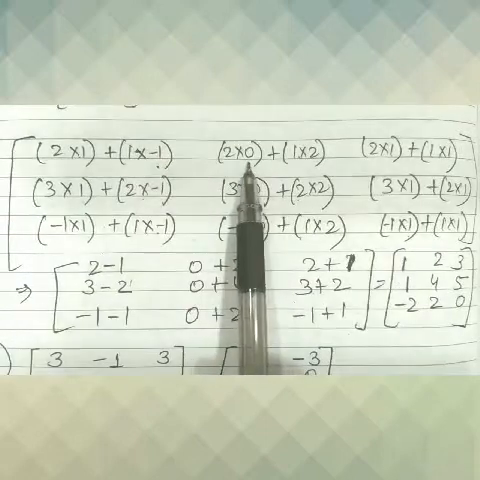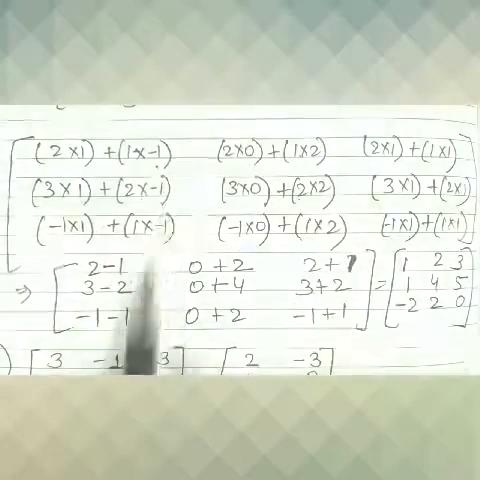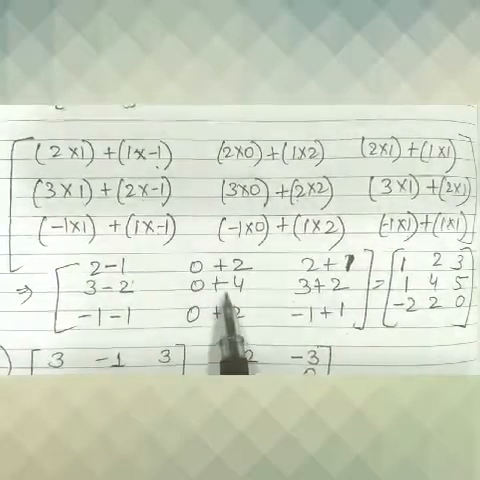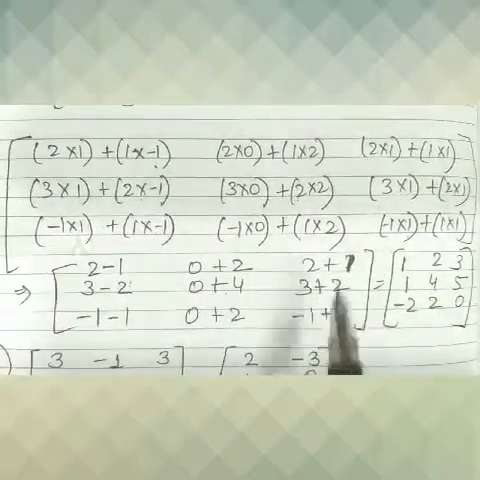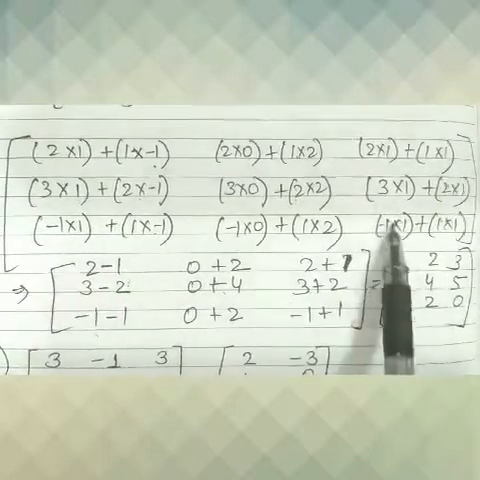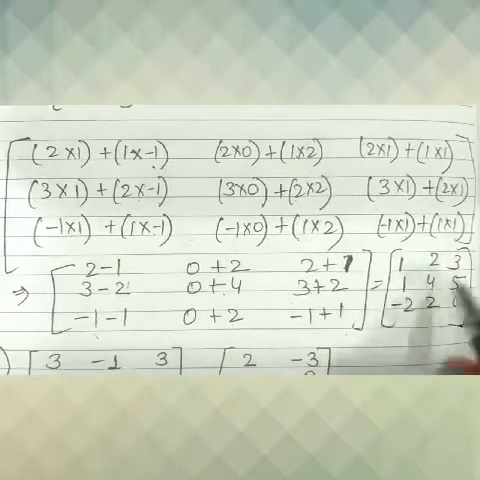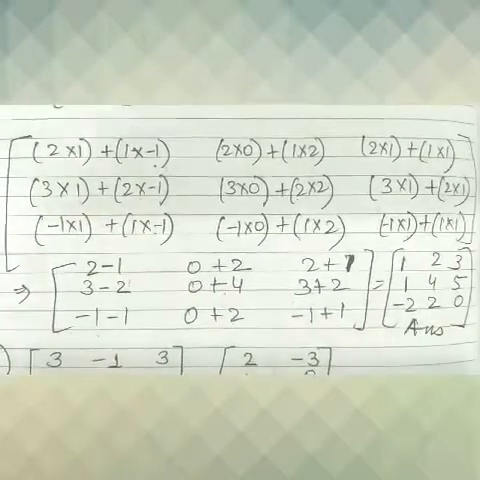Anything multiplied by 0 is 0. 0 plus 2, 2 plus 1, 3 minus 2, 0 plus 4, 3 plus 2, minus 1 minus 1, 0 plus 2, minus 1 plus 1. So our answer will be the resultant matrix.